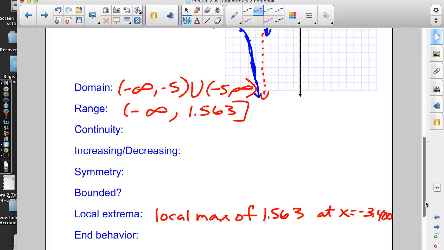Continuity. Continuous over all x. Finish it. Except -5. So without that asymptote, then we're continuous. Increasing and decreasing. Take a look at the graph. We have just one of them this time. Do we get some increasing and some decreasing?